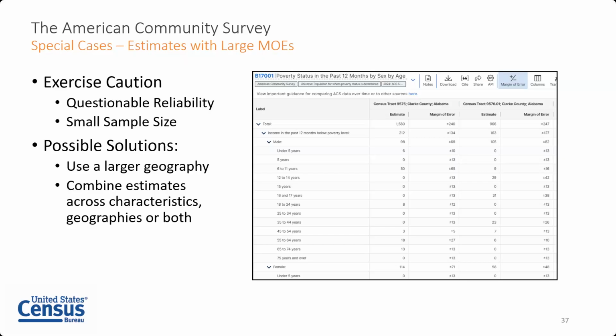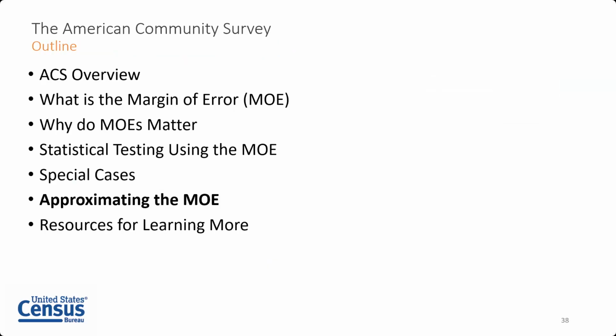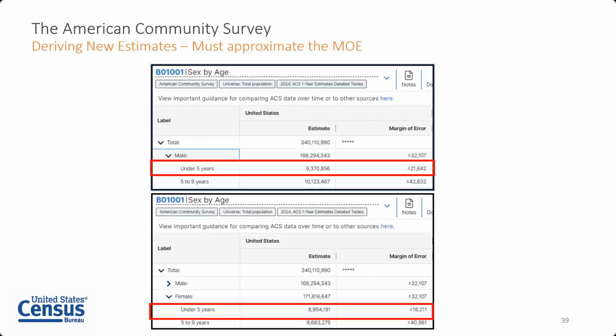One method is to use a larger geographic area. So for example, you could use county estimates in lieu of tract estimates. Another method is to form larger groups by combining estimates or geographies. So in doing this, you'll have to approximate the MOE for your derived estimate. So that brings us to our next section, approximating the MOE.